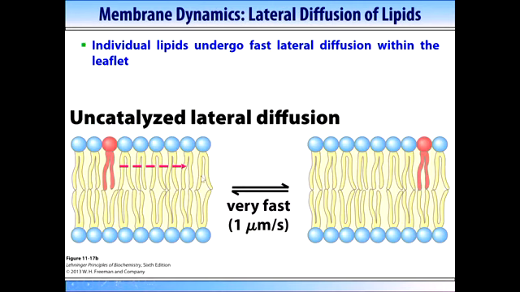One type of this motion is called lateral diffusion. Lateral diffusion is basically the moving of a lipid molecule within the leaflet, and it occurs extremely fast. They exchange with each other at a very, very high rate. Which simply means that although the membrane is a pretty stable structure, the individual lipid molecules are always floating.